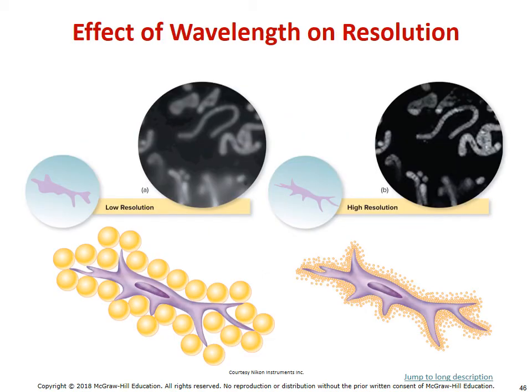So here's an example of resolution. You can see a low resolution scope actually does not give us that clarification in terms of what the cells themselves are, while with a high resolution scope we can clearly identify different cells.